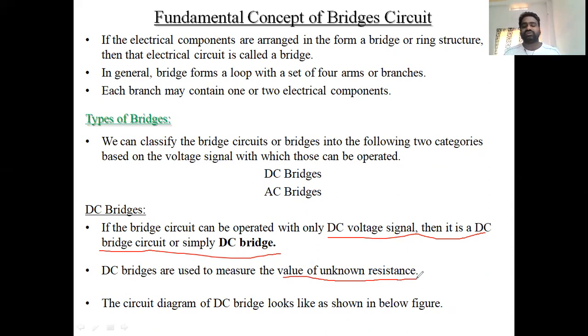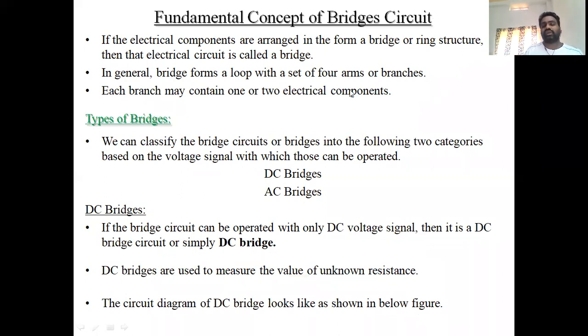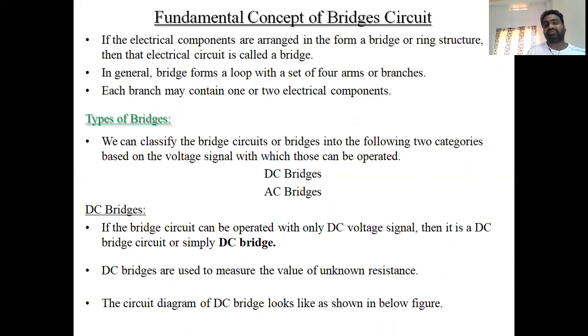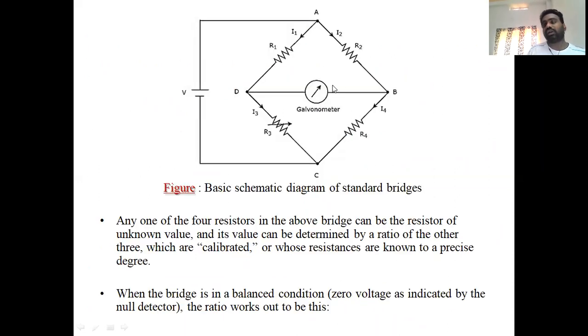If we see the general circuit diagram of a bridge, this is a general standard DC bridge. As I said in the definition, the electrical circuit elements are configured in the form of a ring or a bridge. See, this is a bridge. It has four arms. So this is one arm.